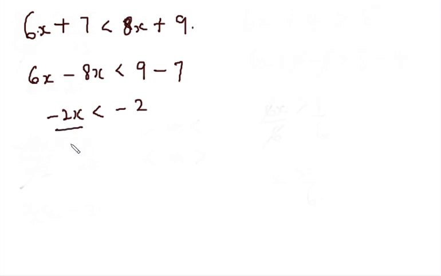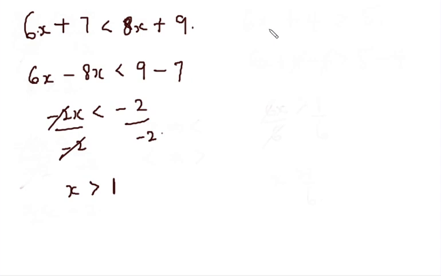So we are going to be dividing both sides by negative 2. As we are dividing, this cancels out this. Now dividing both sides by negative 2 means that this sign will change. So we know that x is greater than negative 2 divided by negative 2, which is 1. So x is greater than 1.